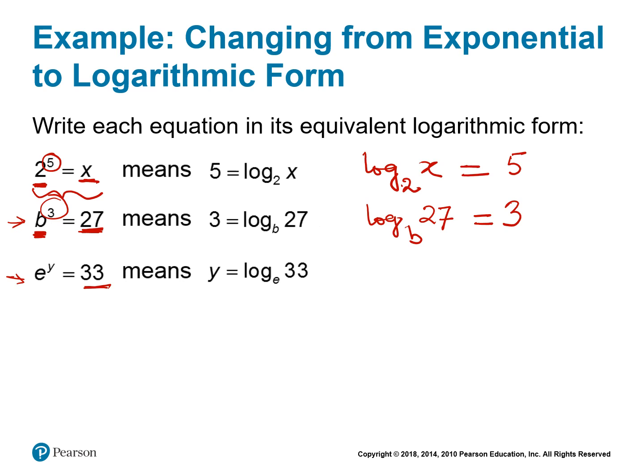All right, so e to the power y, again start with the word log, and e is the base of the exponent, so I'm going to write e as a subscript of the log, and then 33 comes after log base e. So log base e of 33 equal sign followed by the exponent, which in this case is a y. All right, so that completes our changing from the exponential to the logarithmic form in these given examples.